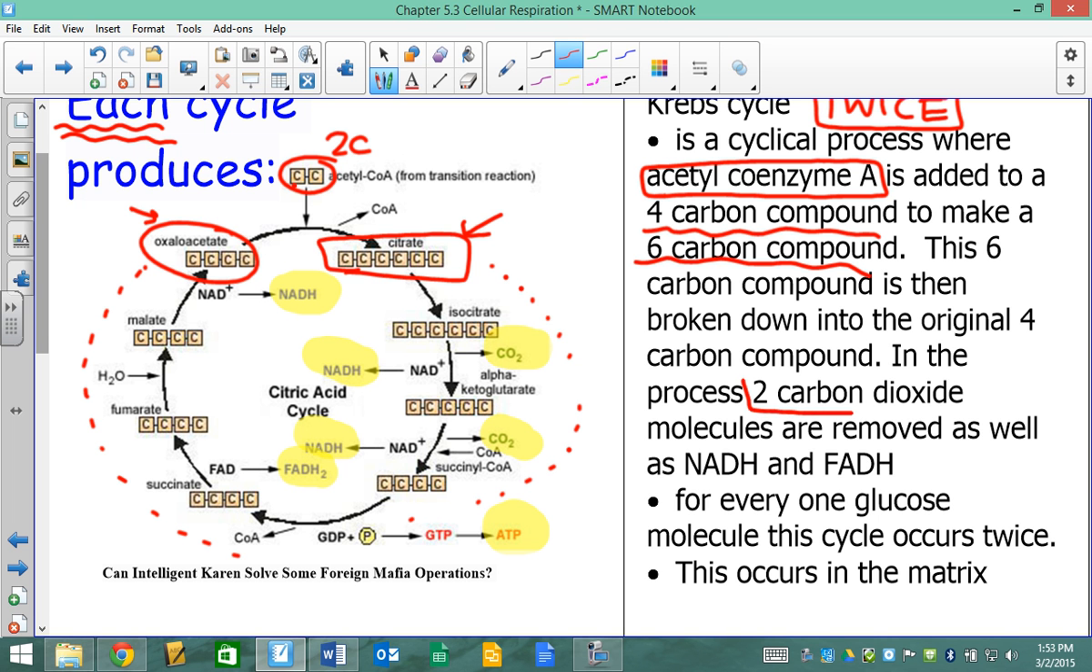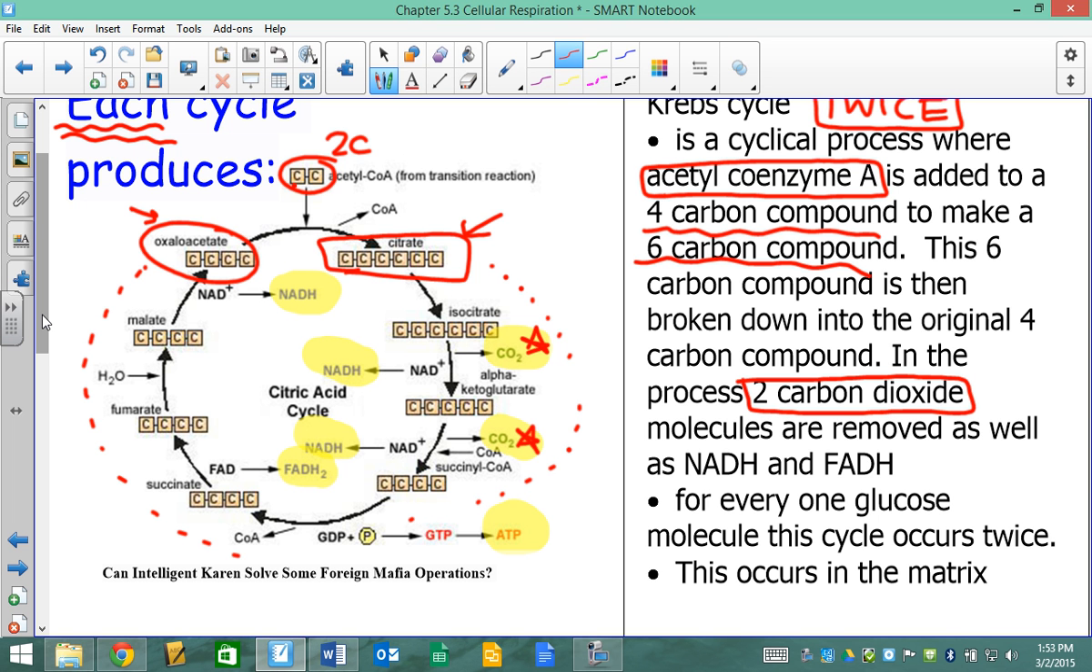In the process, 2 carbon dioxide molecules are removed. So here's one of them. Here's the other one. Does it matter to me that you know exactly in which order all of these molecules are made? No, I won't ask you that.